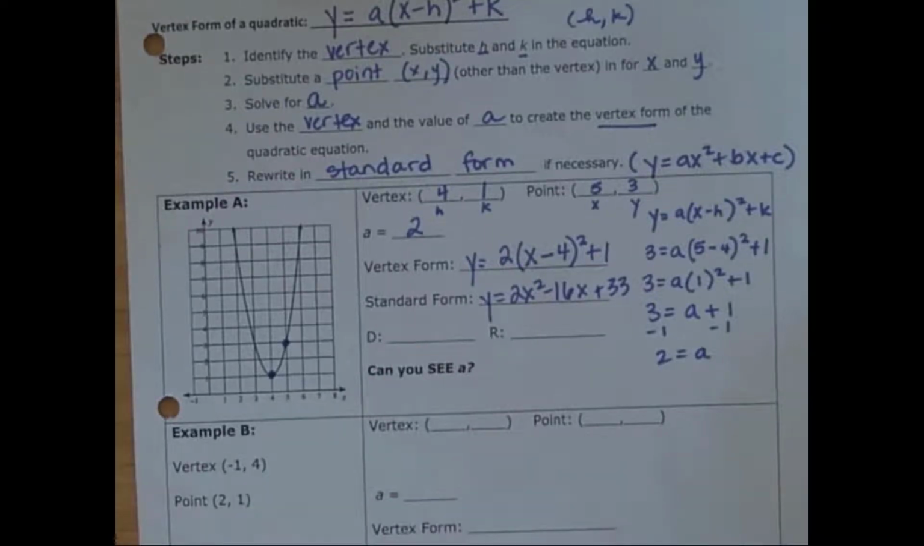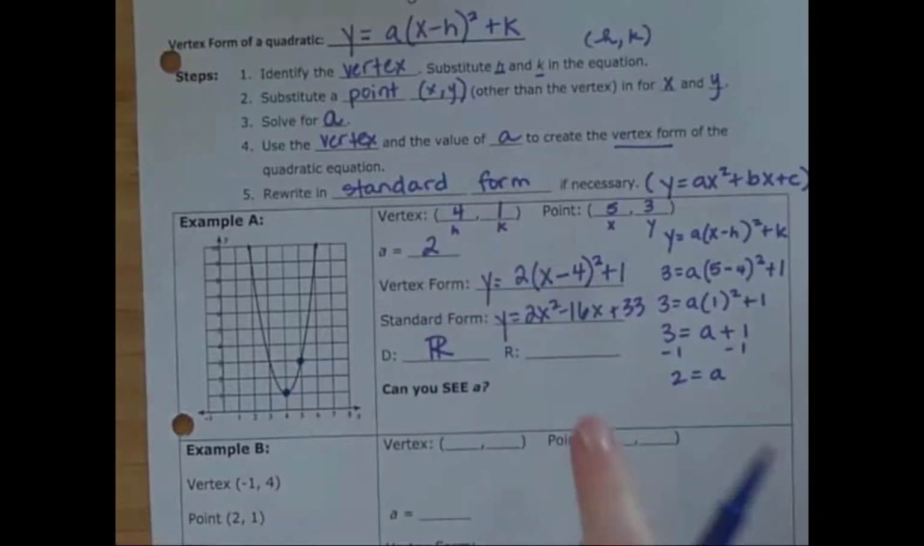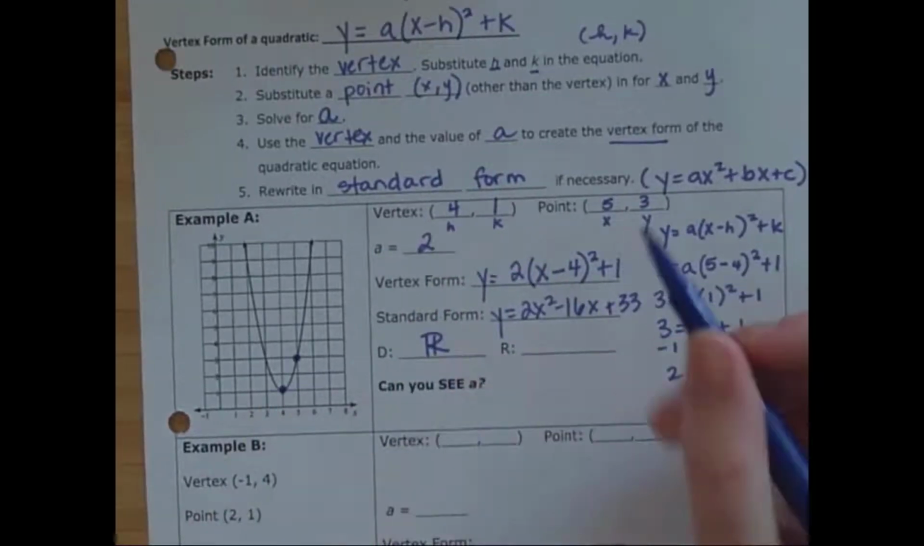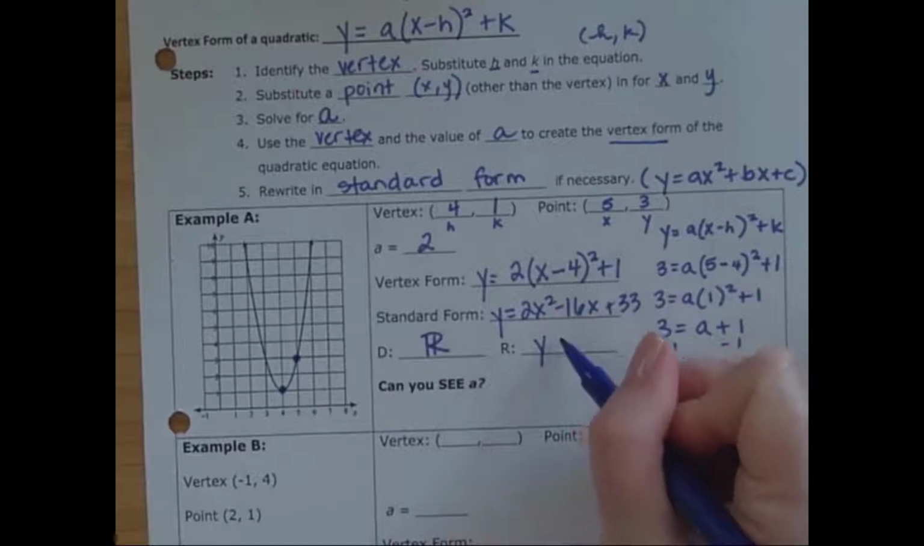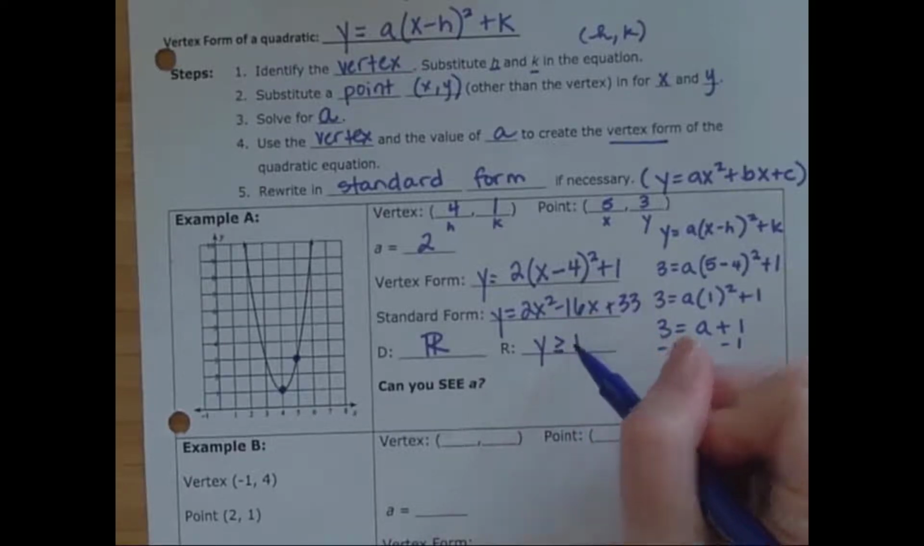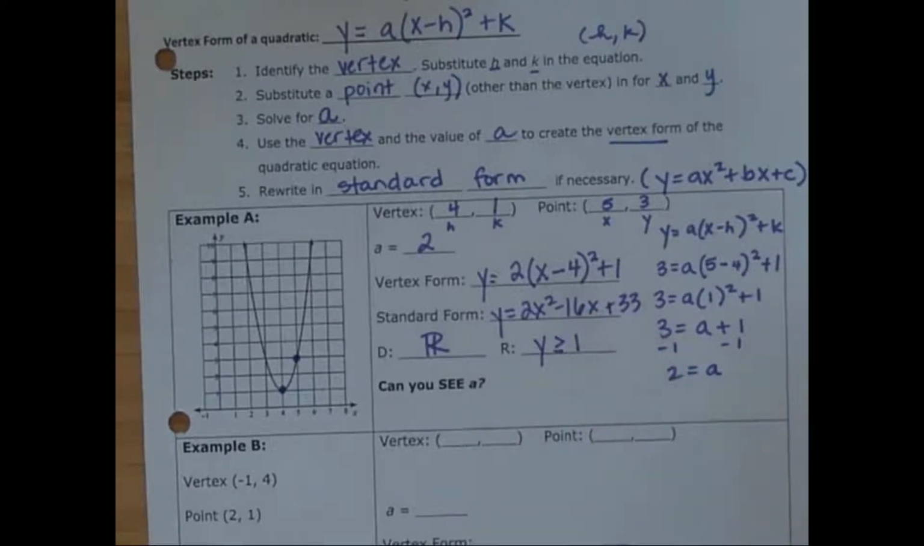Domain of this function, remember, there's no context given. The domain is all real numbers, and our range has to do with that minimum value. So y is greater than or equal to the y value of the vertex. But one of our questions is, can you see a?